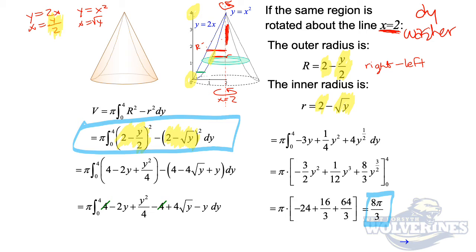Now, I want to point out, if you compare this to the one we did with the same region and a different axis yesterday, it is this time the same. We did the y-axis yesterday with the same region, and we also got 8 pi over 3. This one, there is symmetry in such a way that that happens for both of these axes.